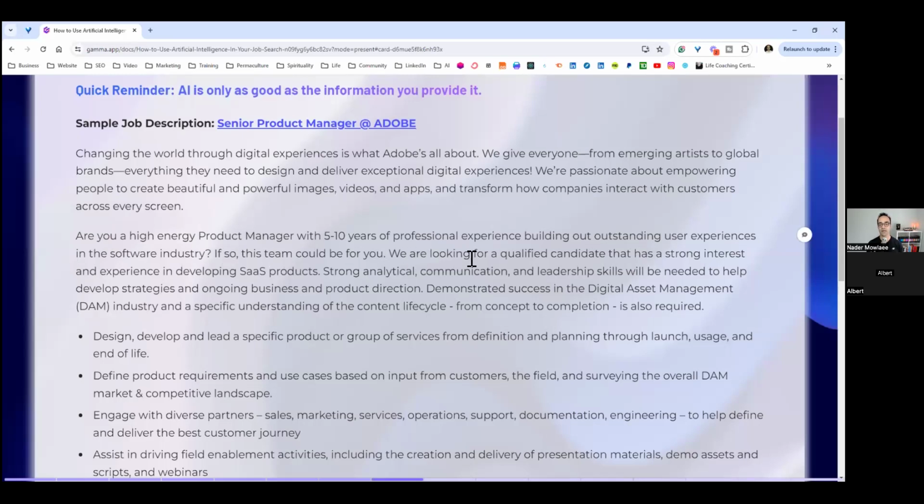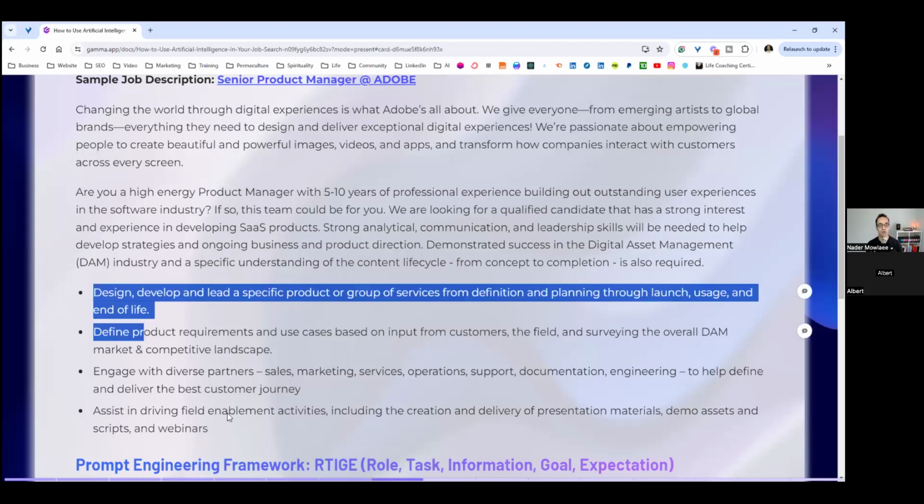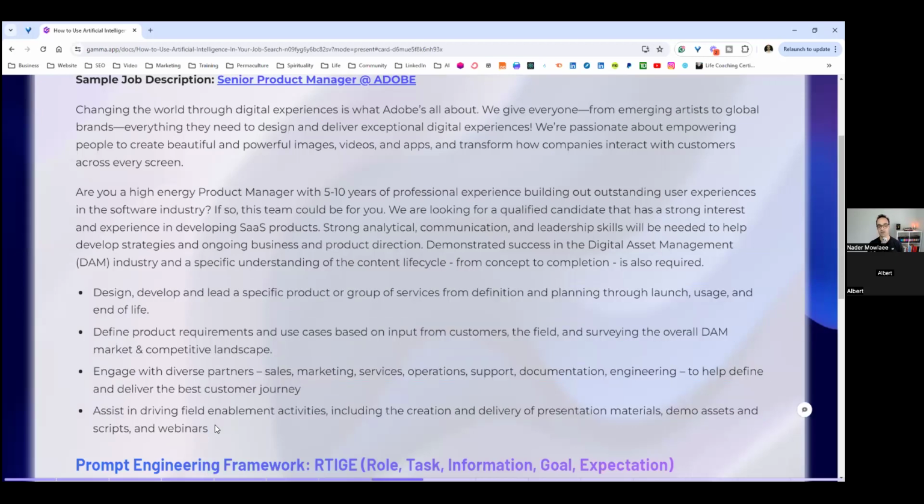We are looking for a qualified candidate that has a strong interest and experience in developing SaaS products, software as a service products. Strong analytical, communication, and leadership skills will be needed to help develop strategies and ongoing business and product direction. Demonstrated success in the digital asset management industry and a specific understanding of content lifecycle from concept to completion is also required. And here are all the bullet points they had on their responsibilities.